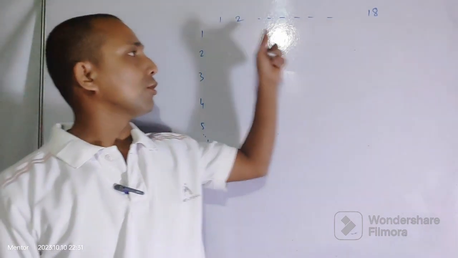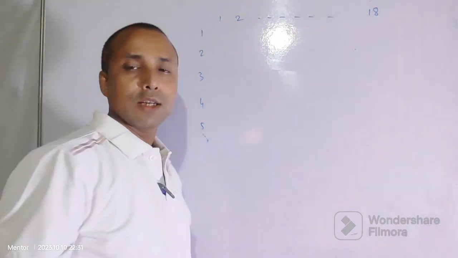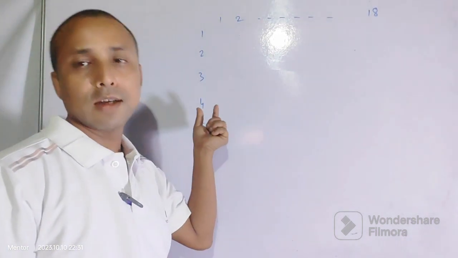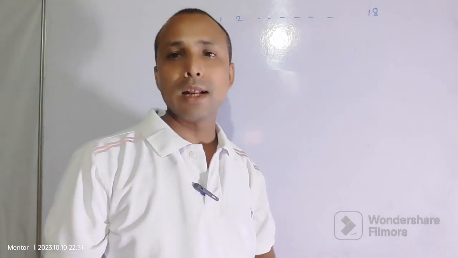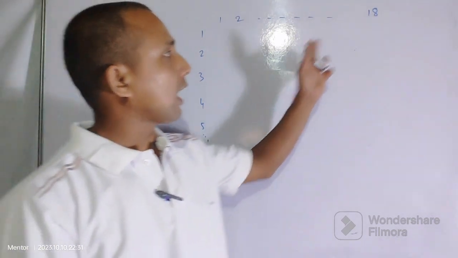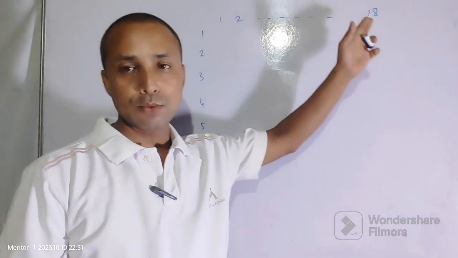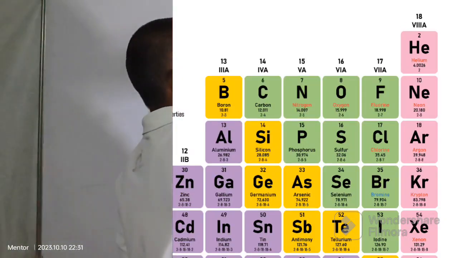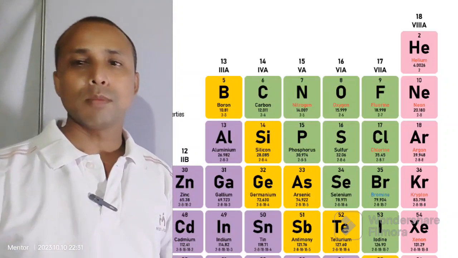In the 18 groups, towards the left side, mostly in group 1, group 2, group 3, metals are placed. At the last, these are noble gases. Towards the last one, that is group 18, is for the noble gases. Then groups 17, 16, on these sides non-metals are placed.